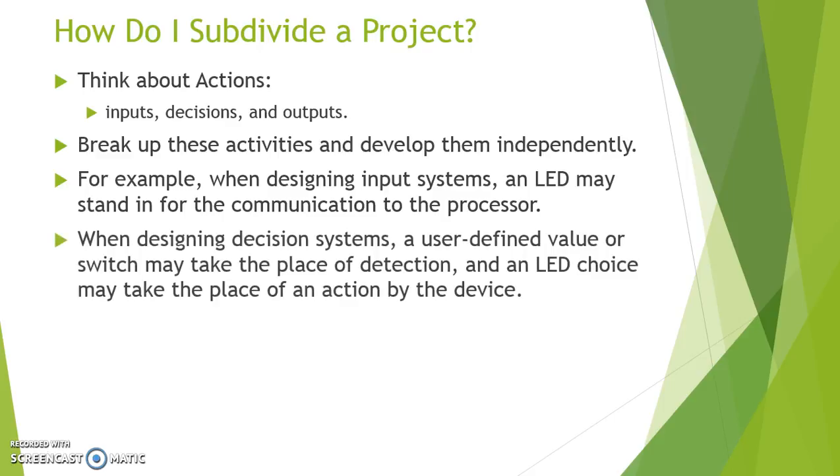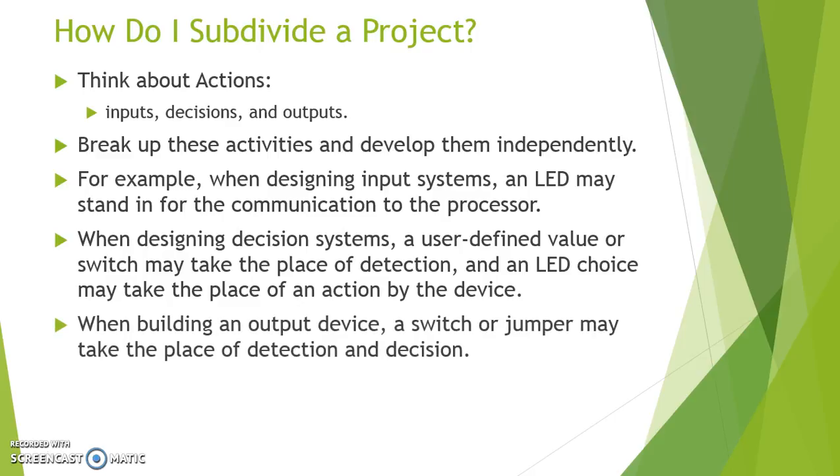If we're building a decision-making system, then we may not have an input device yet or an output device yet. So we can hard code in a user-defined value, or we can have a switch that takes the place of the detector. And we can have an LED that takes the place of the output device. And by the same token, our output device may actually just simply have a switch or a jumper initially that takes the place of the detection and decision-making system.